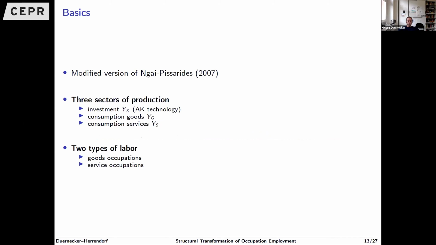The model is very simple. It's a modified version of the model in Ngai and Pissarides. It has 3 sectors of production. The sectors produce investment goods, and consumption goods and consumption services. And the investment sector has an AK technology, so all the labor reallocation happens between the 2 consumption sectors. Then we introduce 2 types of labor, namely goods occupations and service occupations.